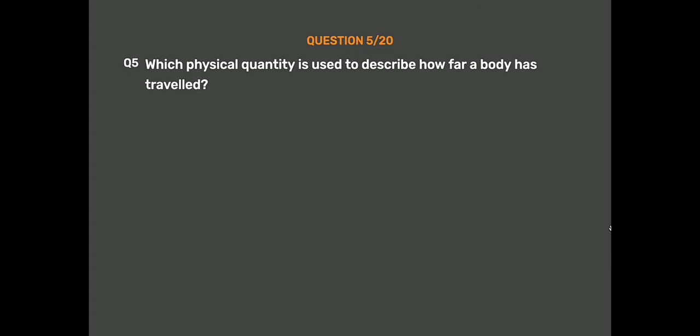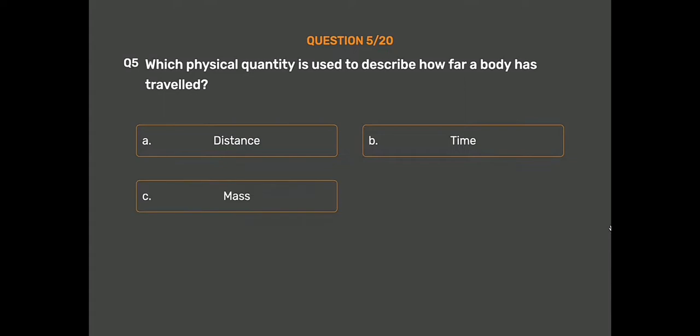Question number 5. Which physical quantity is used to describe how far a body has traveled? Option A. Distance. Option B. Time. Option C. Mass. Option D. Temperature.